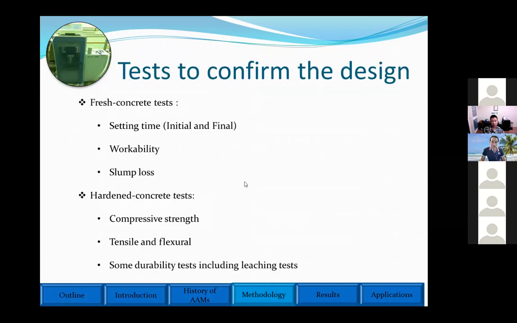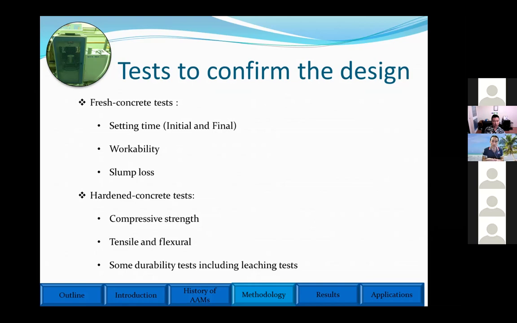After we were done with the initial production of our concrete, we started some tests on fresh properties like setting time, initial and final setting time, the workability, the slump loss, and then hardened concrete: compressive strength, tensile and flexural strength, and some durability tests, including the leaching test, because we are using waste materials. And it is not supposed to be something toxic that could easily leach out of our concrete into our environment.